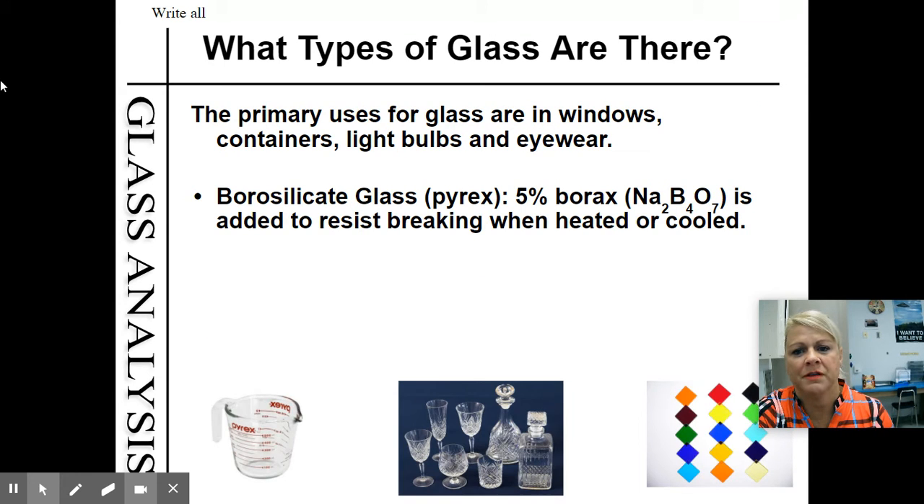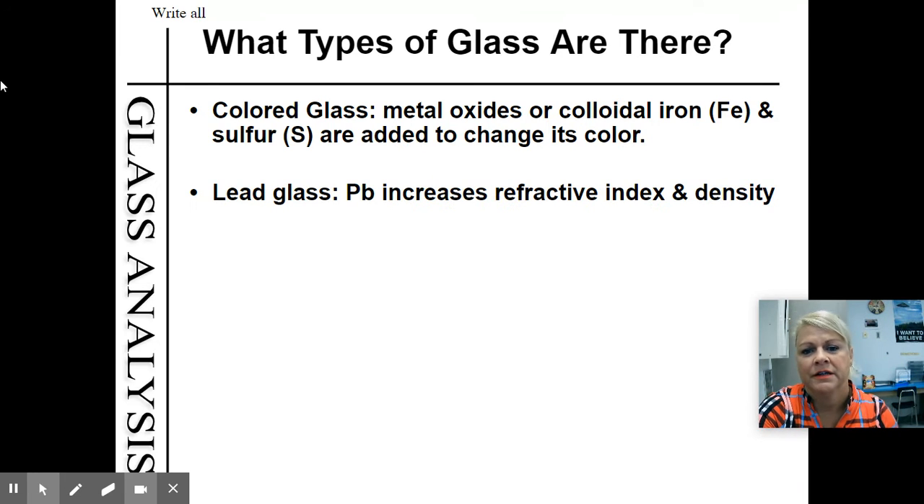So what types of glass are there? I mean, glass is used for everything. And you don't need to take notes on this. This is not something I'm going to ask you, but there are different types of glass out there. Colored glass is the one thing that you will see when they add different types of metals or iron or sulfur. This can change the color of the glass.